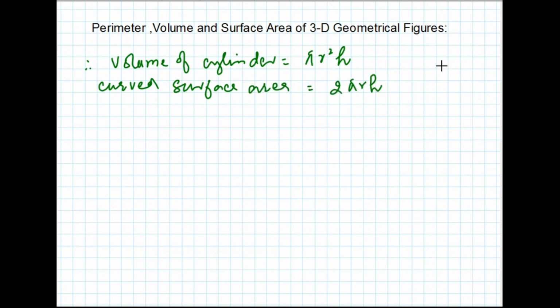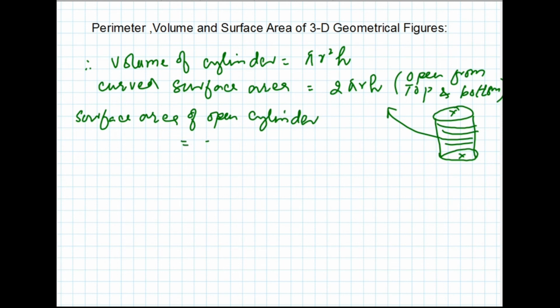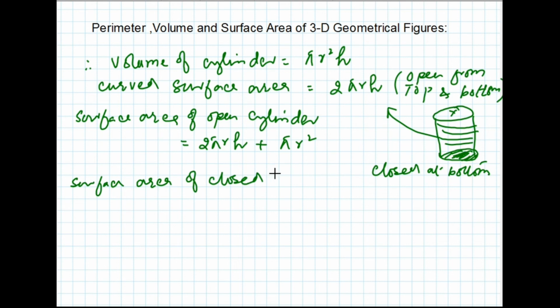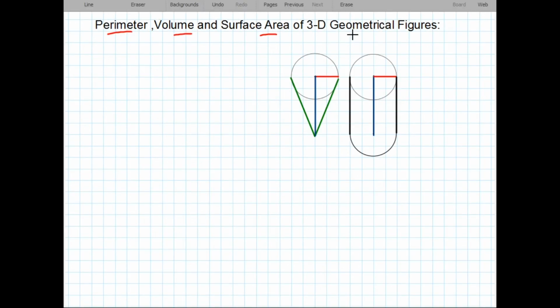It is open from top and bottom as shown. Surface area of open cylinder is equal to 2 pi r h. Closed at the bottom, surface area of closed cylinder is equal to 2 pi r h plus pi r square. Closed from top and bottom, this is equal to 2 pi r h plus pi r square plus pi r square, which is 2 pi r h plus 2 pi r square.